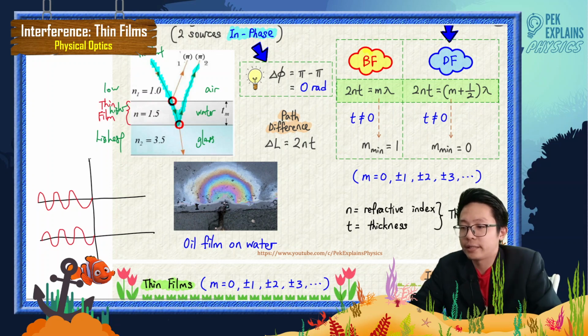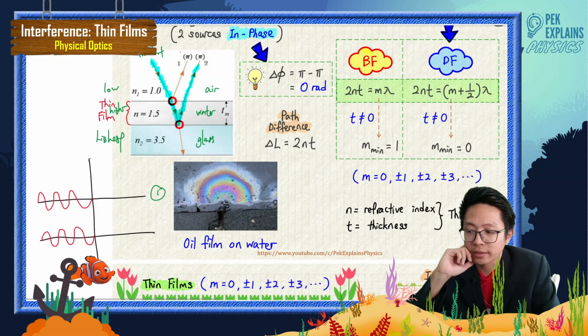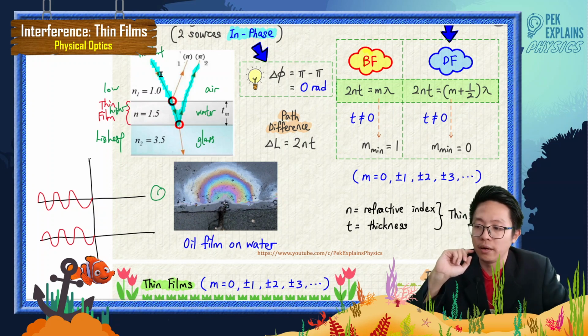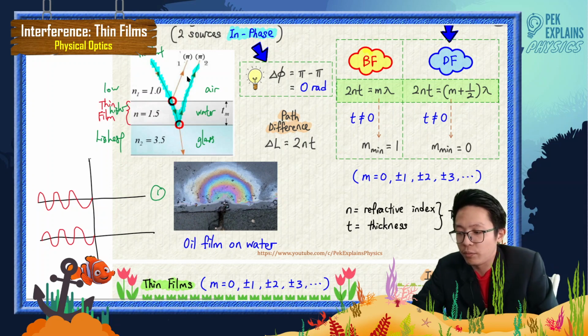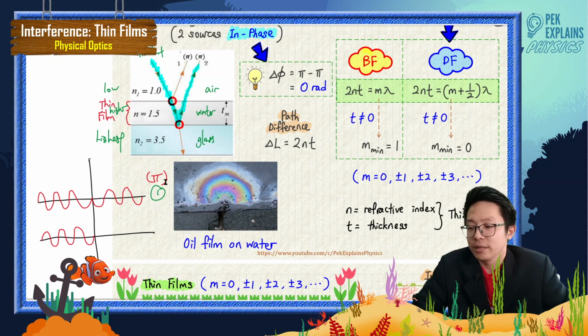Now the first light, just now the green one, got one-time phase change, isn't it? From air to water, reflection gets a phase change. So it is a one-time phase change. The first light got one-time phase change, pi radian. That means the light becomes inverted like that. Understand? That's for the first light.